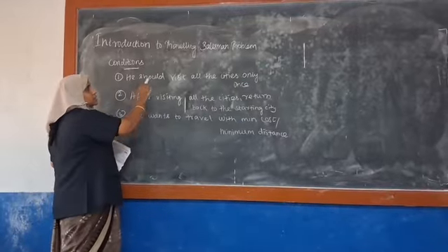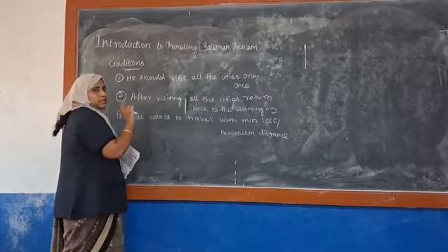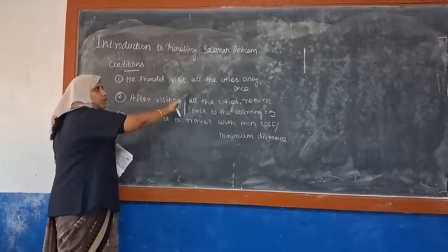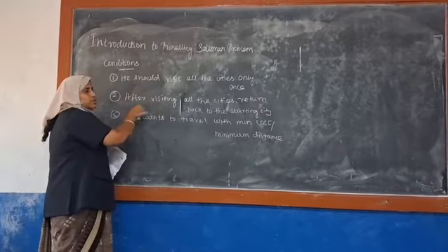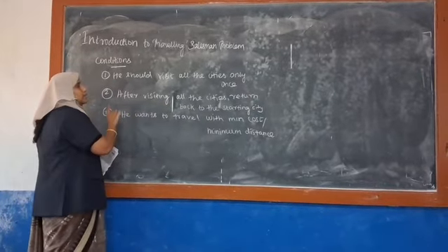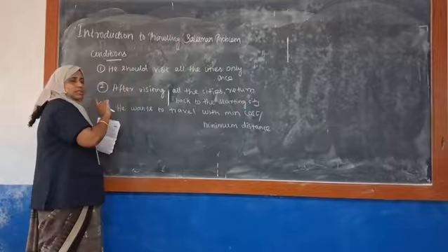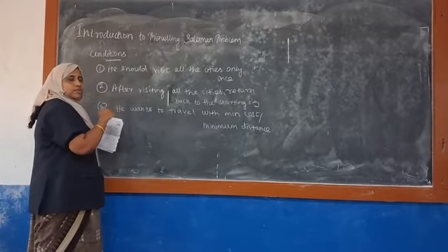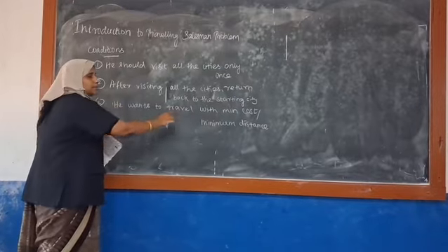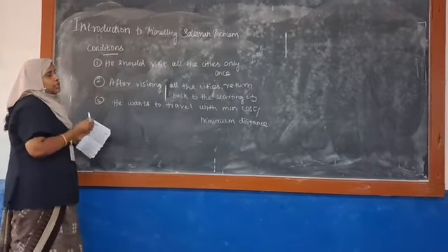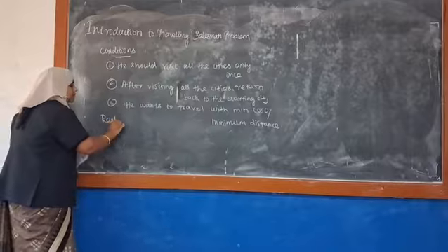The first parameter is he has to visit all the cities only once, and after visiting all the cities he has to reach the starting city. All the cities have to be visited, and he has to come back to the starting city in the minimum cost. So these are all the conditions. We can take some real-time example.